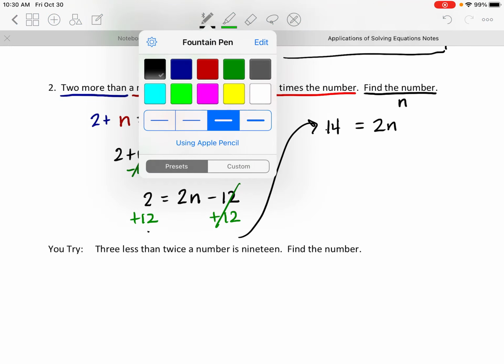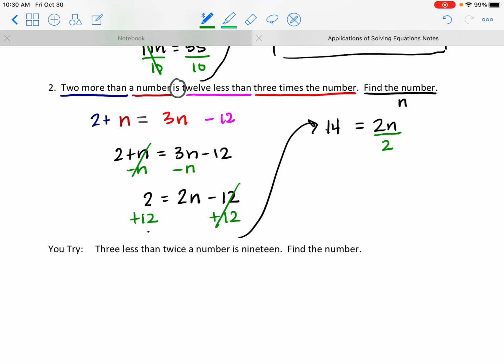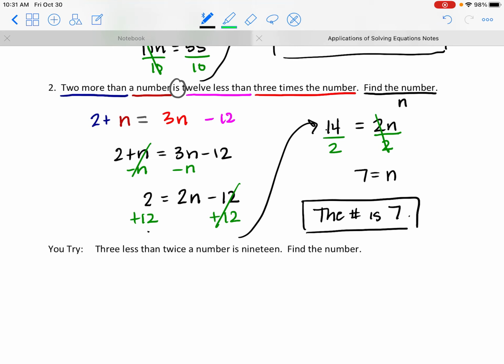And now to get n by itself, I'm going to divide by 2, divide by 2, and there it is. N is equal to 7. So the number is 7. Okay, not so bad, hopefully. Maybe it's been a little while since you've done these, but hopefully it's manageable for you.